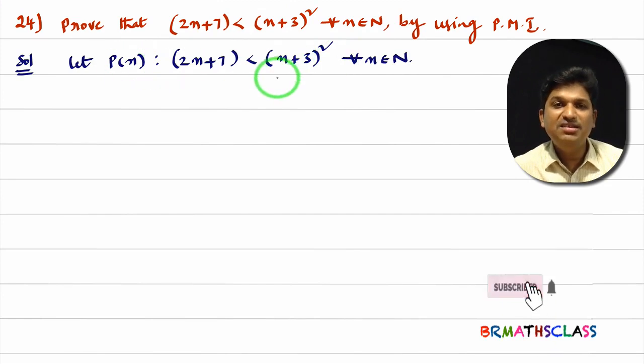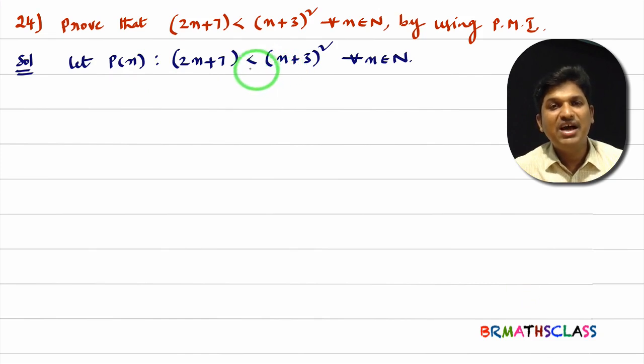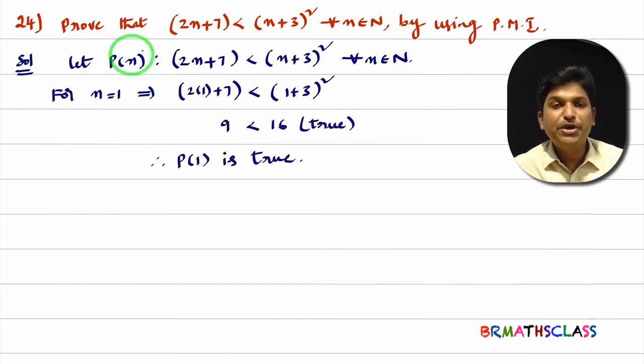To prove any statement by using principle of mathematical induction, we need to prove two things. First, I'll prove P of 1 is true. Next, by assuming P of k is true, we will prove P of k plus 1 is true. First, I'll prove P of 1 is true. To prove P of 1 is true, I'll take n equal to 1. I'll substitute it in the given inequality. In place of n, I wrote 1.